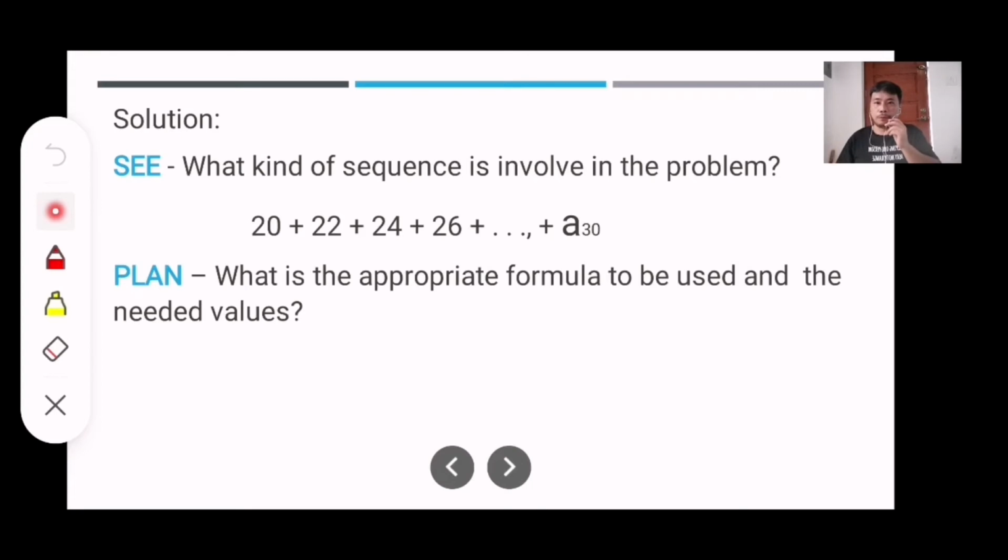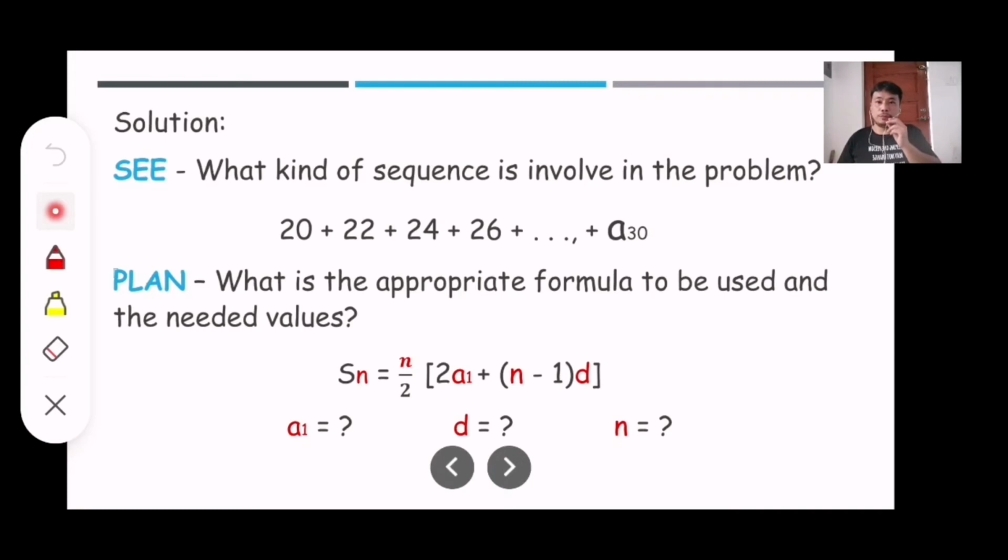What is the appropriate formula to be used and the needed values? So since we are going to add those terms in an arithmetic sequence, we'll be using the arithmetic series formula, and the needed values are a sub 1, common difference, and the number of terms.